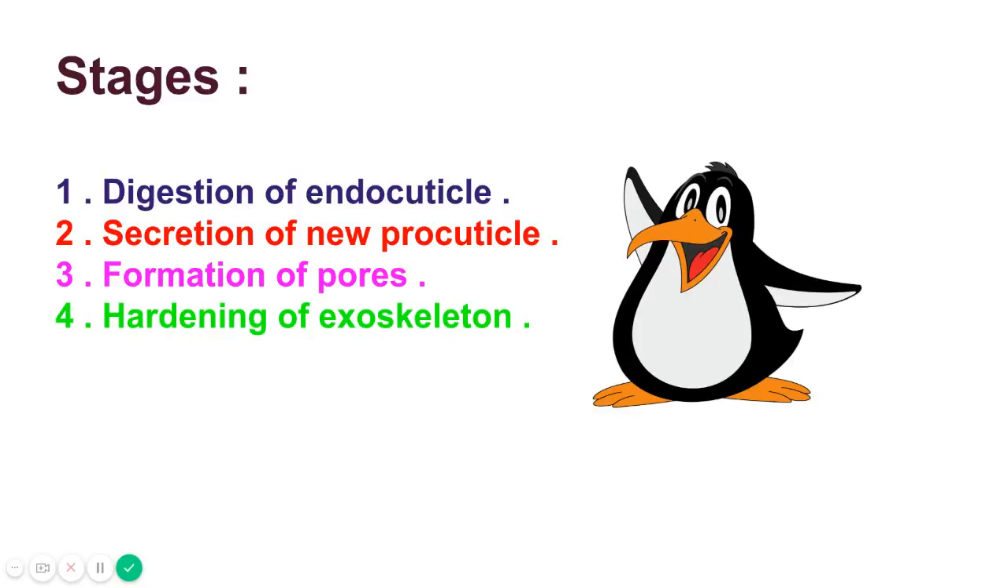The third stage is formation of pores. The old exoskeleton splits and pores are formed in it. And the fourth stage is hardening of exoskeleton. Finally, the new exoskeleton is hardened by the deposition of calcium carbonates. During the hardening process, the arthropod is vulnerable to predators, so they remain hidden.